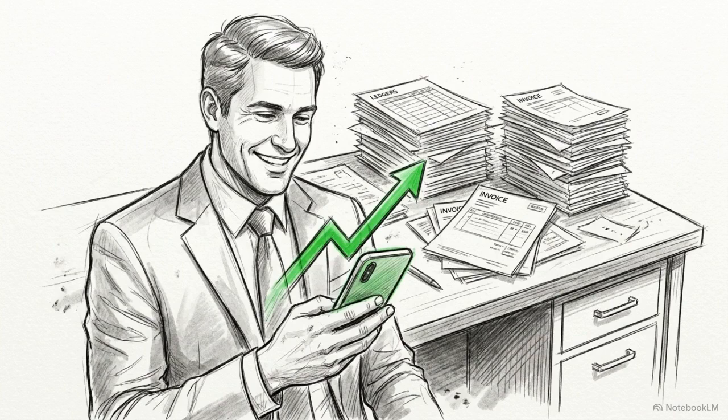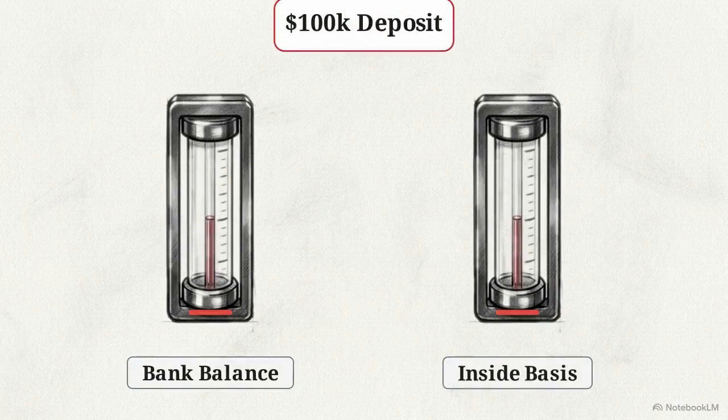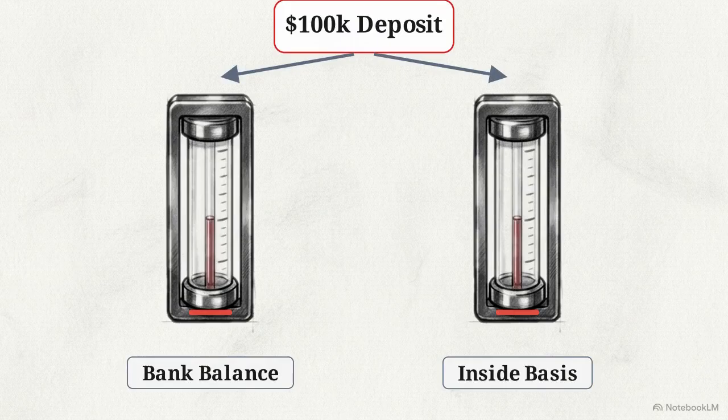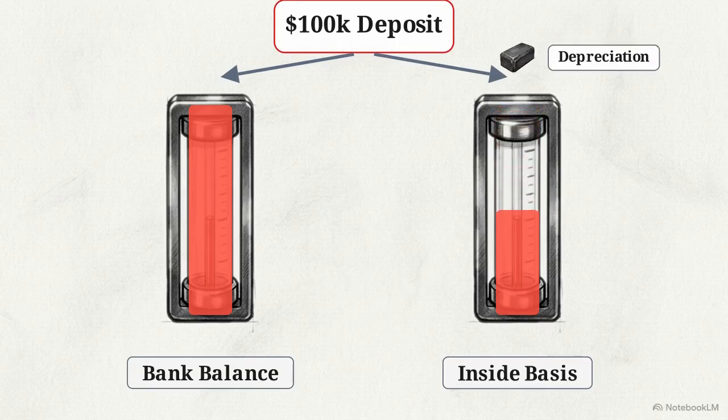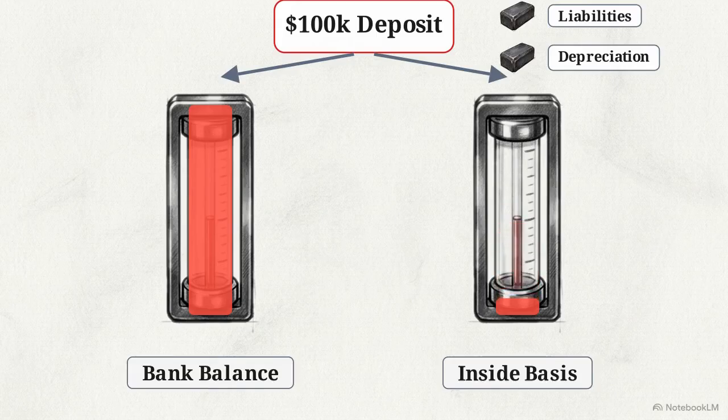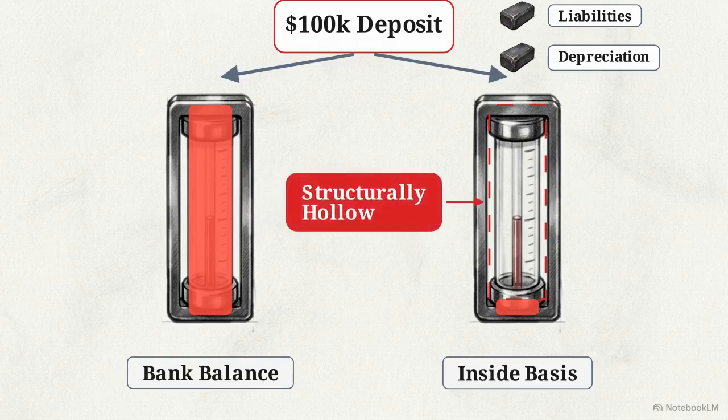Operators often assume that if the business has cash in the bank, it represents safe, distributable equity. Let's test that. When $100,000 is deposited into the business, both the bank balance and the inside basis rise equally. Now we factor in depreciated assets. The cash in the bank hasn't moved, but the depreciated value caused a direct drop in basis. Next, we add liabilities. When debt is recorded, it drags the equity down significantly, leaving the bank balance entirely untouched. We now have a critical divergence. The company has high liquidity, but it is structurally hollow.